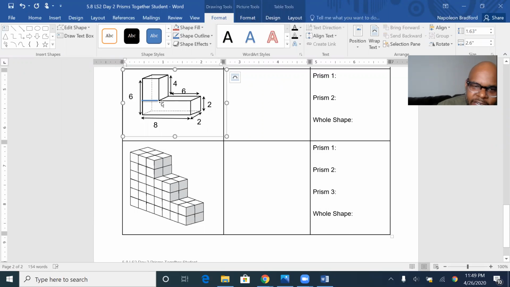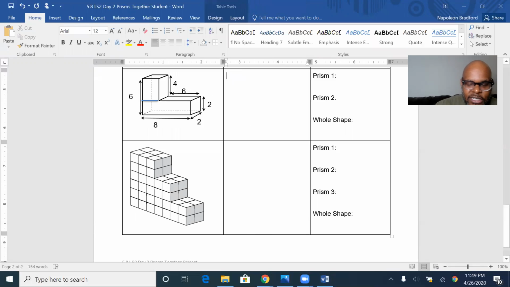So now I have divided this into prism 1 and prism 2. All right. So let's see if we can figure out the dimensions for prism 1. For prism 1, we're going to say prism 1 is the bottom. Prism 1 has a height. This is prism 1. All right, so based on this, prism 1 has a height of what? A height of 2. All right, height equals 2.